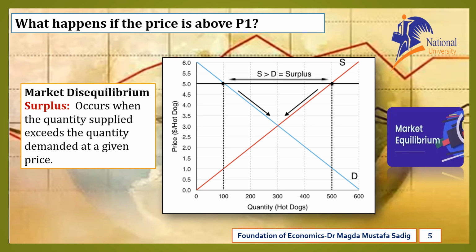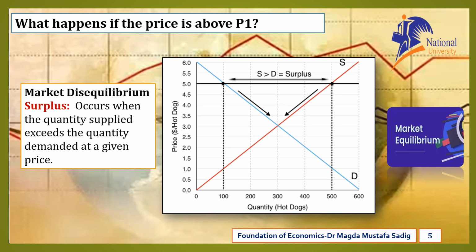The gap between quantity supplied and quantity demanded is the surplus. More goods are being produced than are being bought. The amount produced is 500 and the amount bought is 100. This leads to unsold stock, wasted resources, and downward pressure on prices as producers try to offload inventory. Eventually, competitive forces push the price back towards equilibrium.